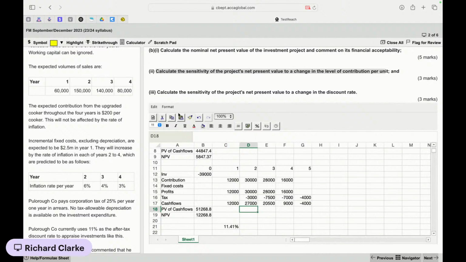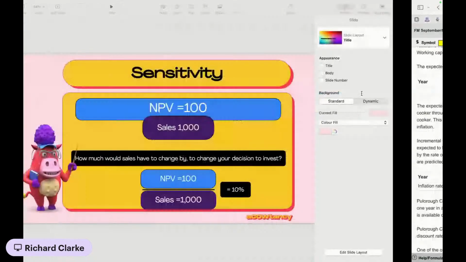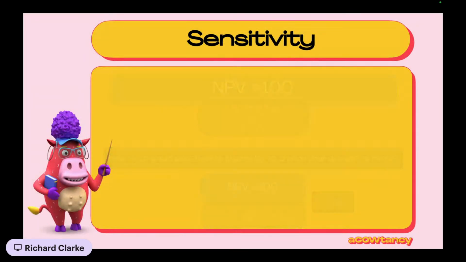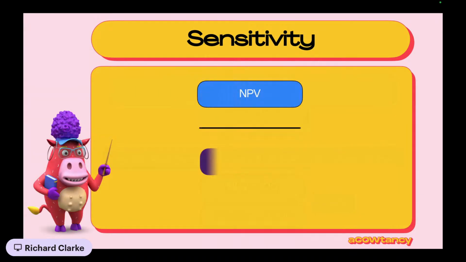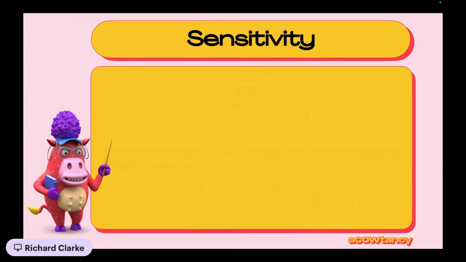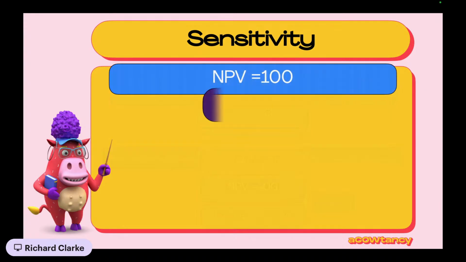Simple as that. Then it says, finally, calculate the sensitivity of the NPV to a change in the discount rate. Let me help you with that. NPV divided by the present value of the item is what you do when you're changing sales or changing contribution, like we did. This is different. This is the sensitivity of a rate.